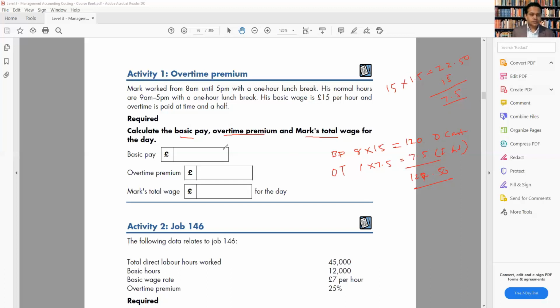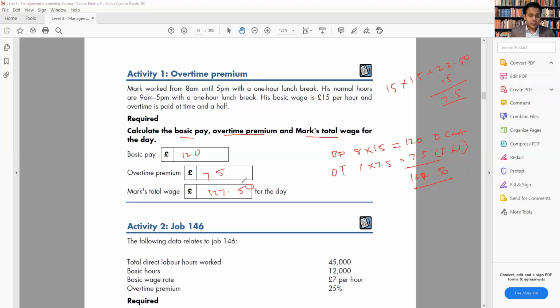Okay, so let's have a look. The basic pay is 120, overtime 7.5, and the total is 127.50. Now you can ask me if you have any questions.